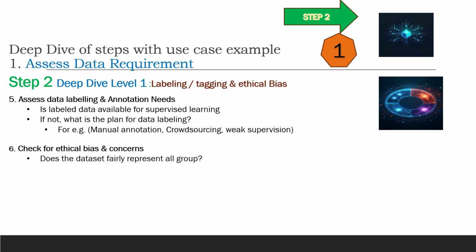When I say ethical bias, what exactly do I mean? Does the data set fairly represent all groups? Like, for example, I'll tell you.